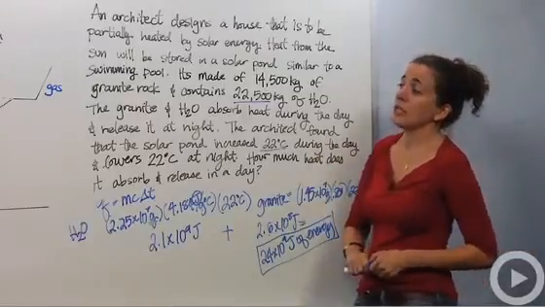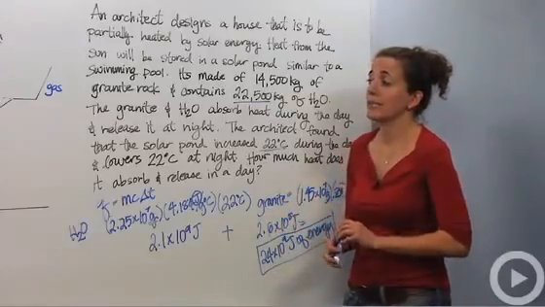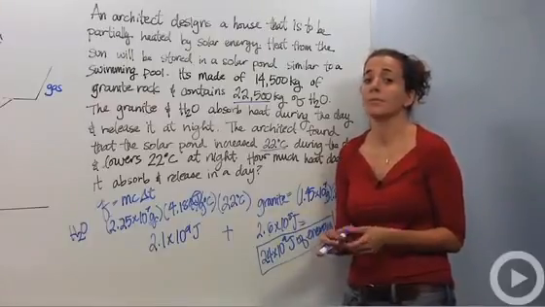So specific heat actually tells us a lot of different things, and it's unique for each specific substance, and it's the amount of energy required to raise 1 gram of a substance 1 degree Celsius.